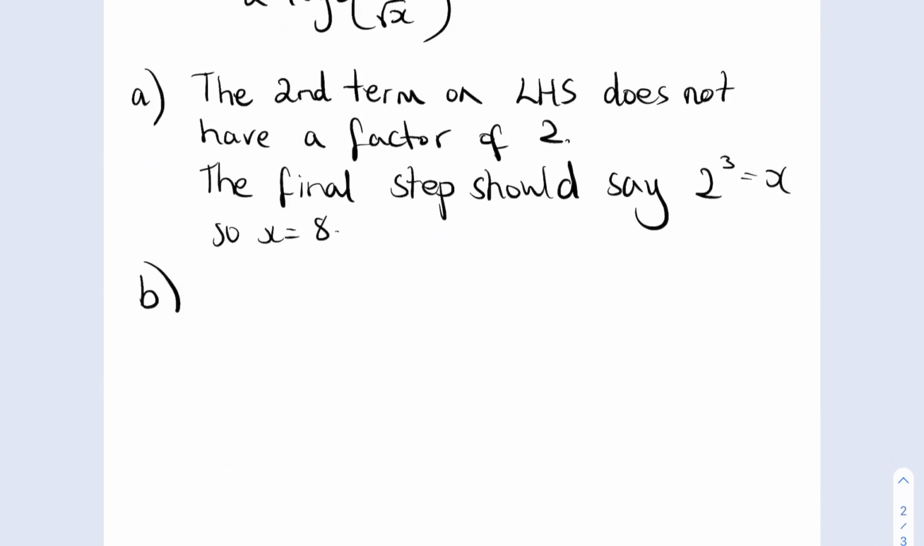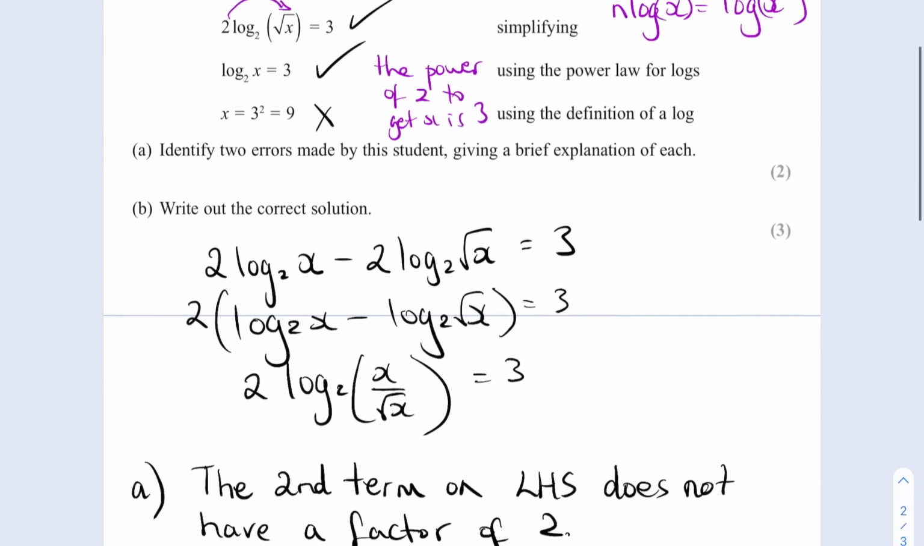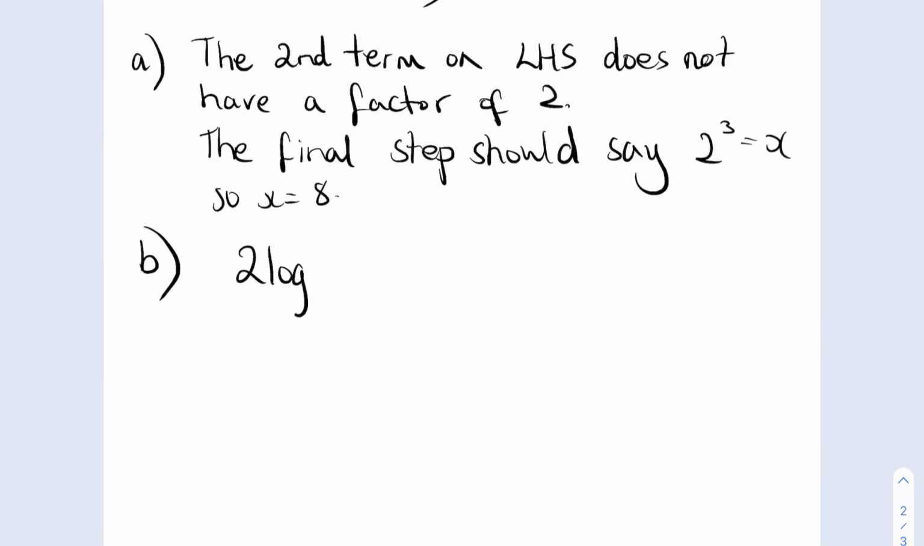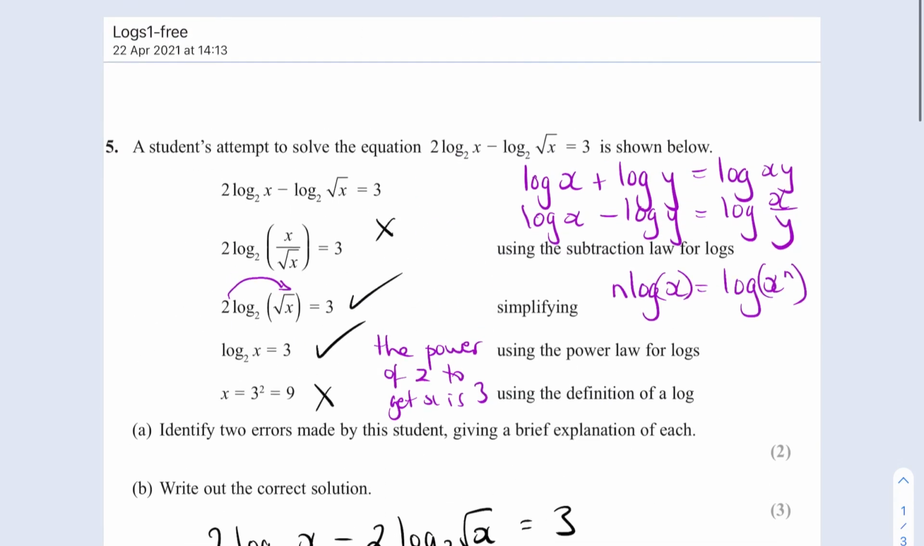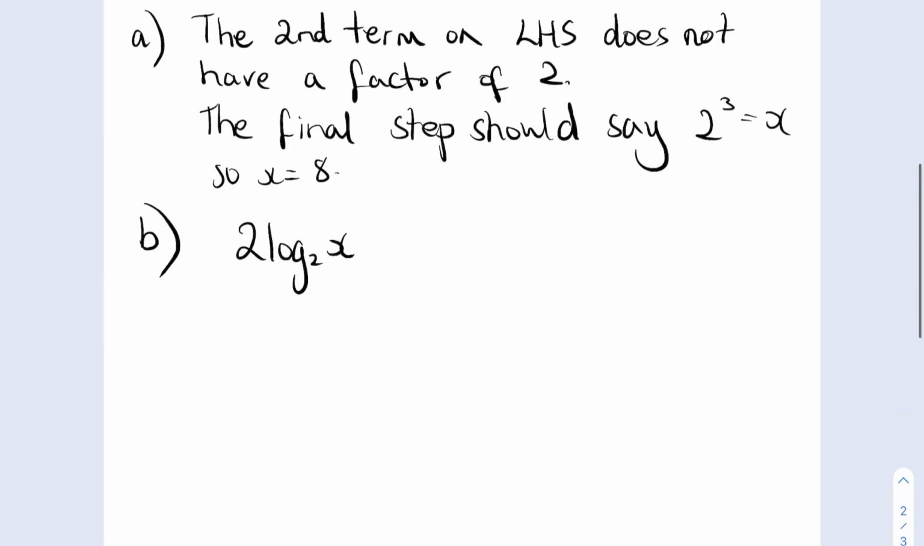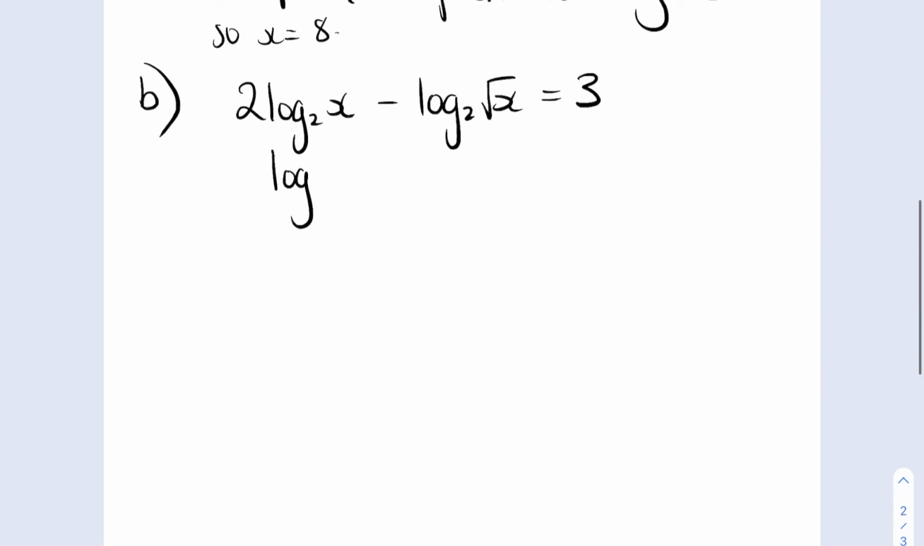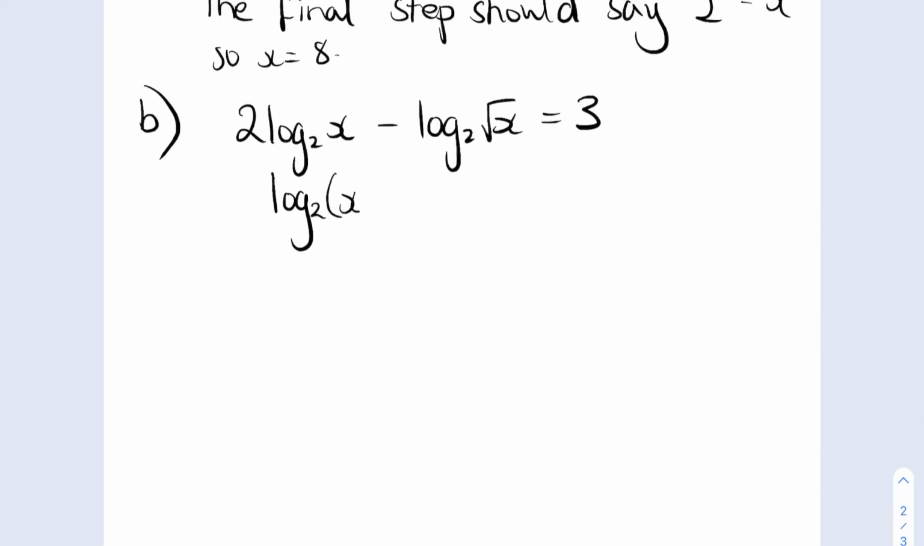Okay, part B then: write out the correct solution. So let's start with the original problem. 2 log 2x minus log 2 root x equals 3. I don't have a factor of 2 in both terms, so I'm going to just use my rule here just for the left-hand term. So this becomes x squared. The power goes in as a 2. And this is the same at the moment.